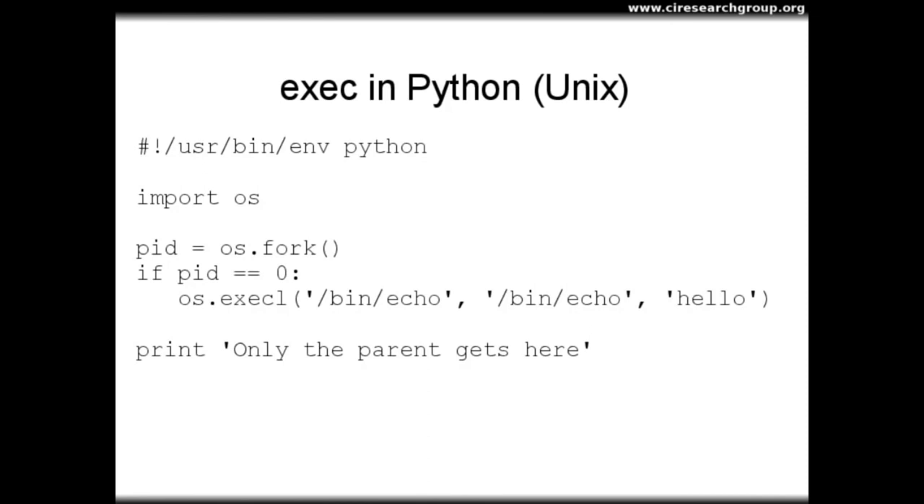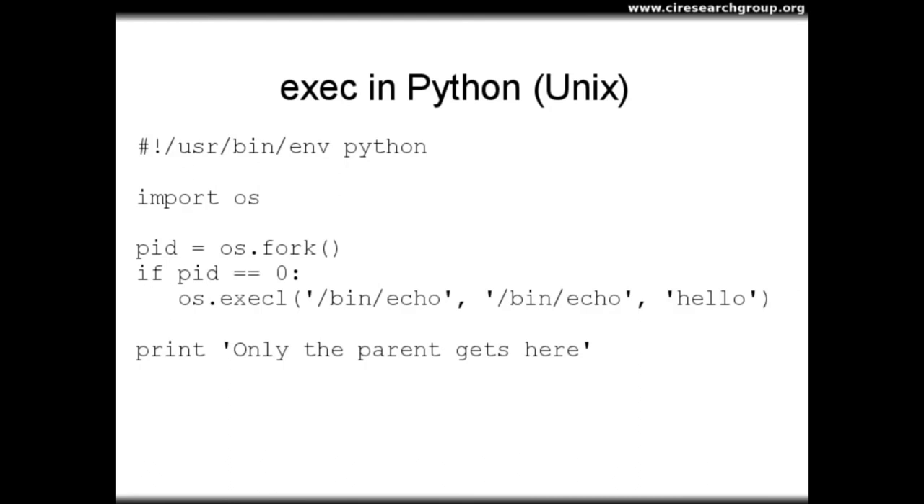The Python version of this code is shorter but otherwise similar. There is no need, nor is there any practical way, to pass a null pointer to os.execl at the end of the parameter list. As is the case with the C version of the code, only the parent prints the message at the bottom.